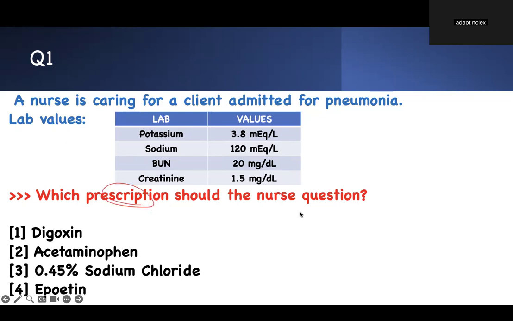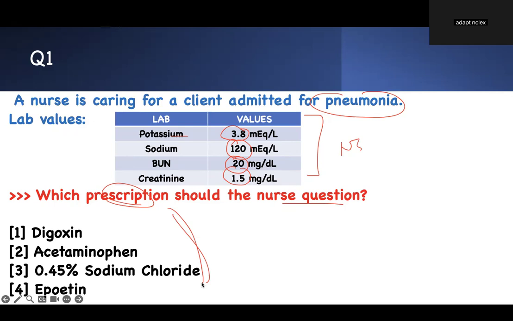Which prescription should the nurse question? That means one of these prescriptions we need to question. The nurse is caring for a client admitted for pneumonia. And I give you lab values, NGN star, next generation. Potassium, 3.8. Sodium, 120. BUN, 20. Creatinine, 1.5. Which prescription do you have to question?